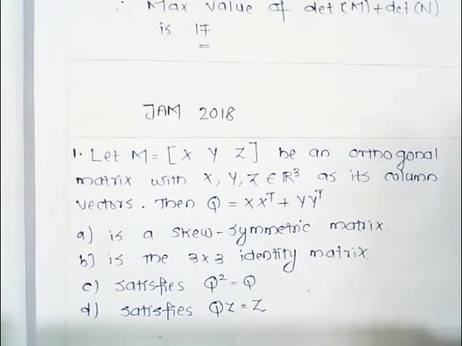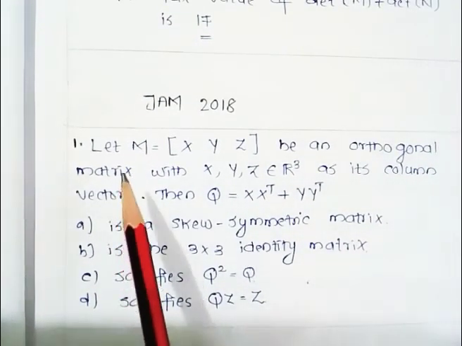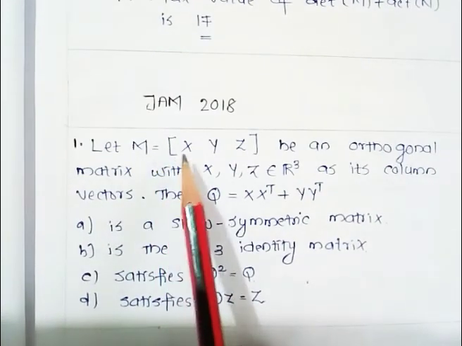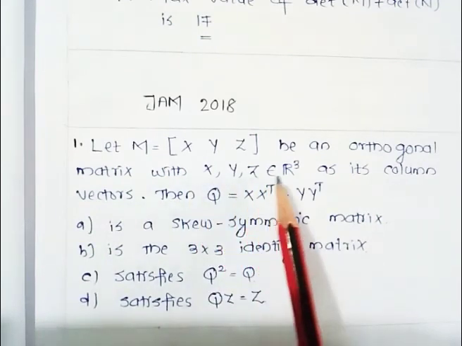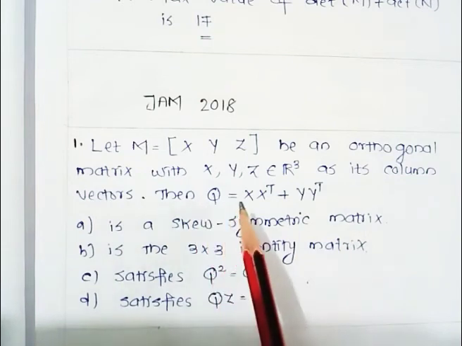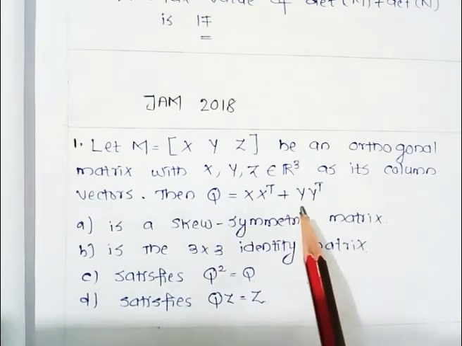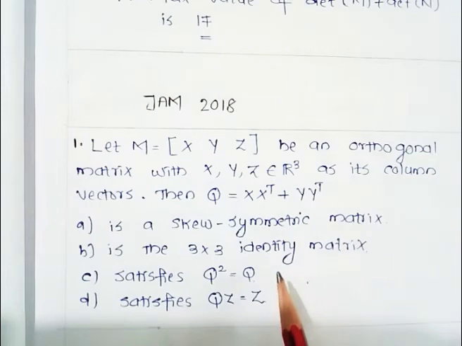Okay, the JAM questions of 2018, first question: let M is equal to the matrix X, Y, Z be an orthogonal matrix with X, Y, Z belonging to R3 as its column vectors. Then Q is equal to X, X transpose plus Y, Y transpose. Then option A is a skew symmetric matrix, option B is a 3 by 3 identity matrix, option C satisfying Q square is equal to Q, and D satisfying QZ is equal to Z.